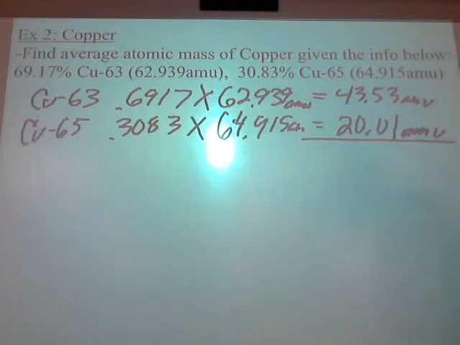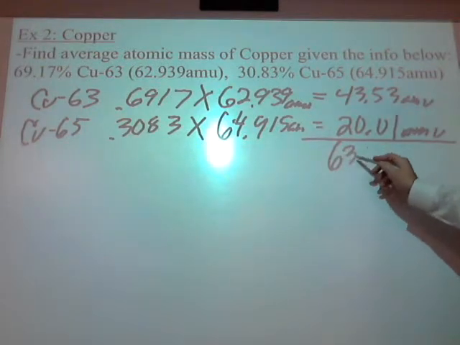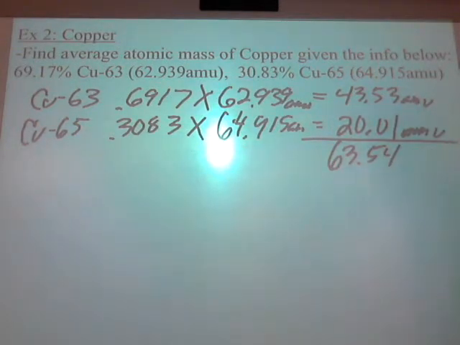When you add these guys up, you get 63.54. And on some periodic tables, you will see that as the average atomic mass of copper. But on ours up there, it is 63.546. That's fine. It should be within a tenth, less than a tenth of a difference, probably usually less than a couple hundredths of a difference. That would be fine. That is your answer. That is the average mass.